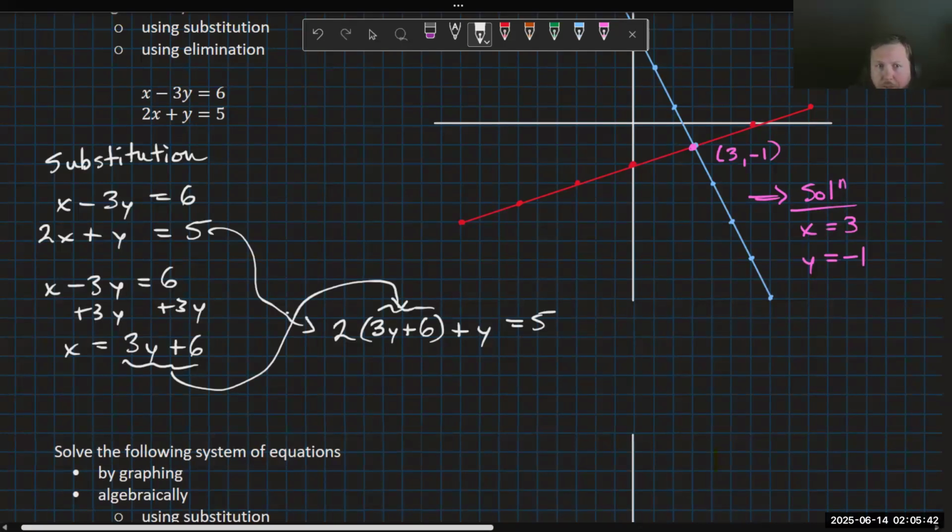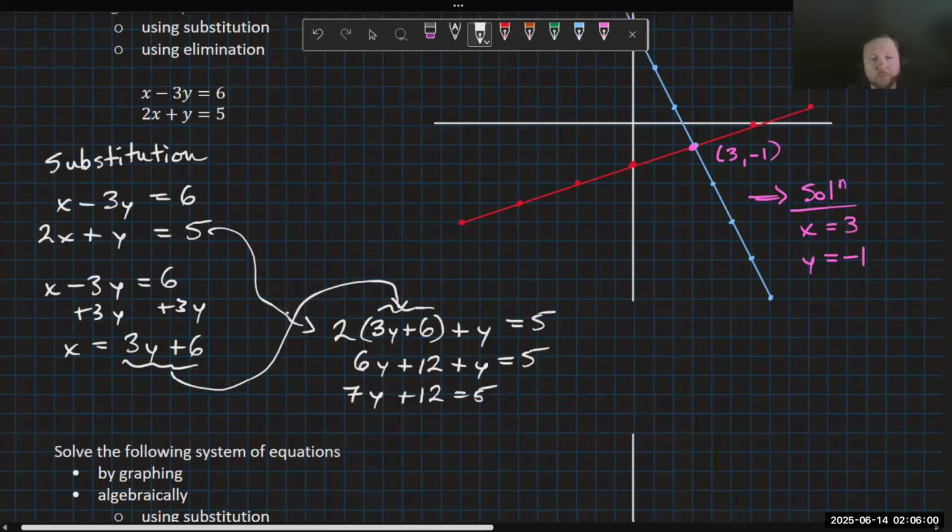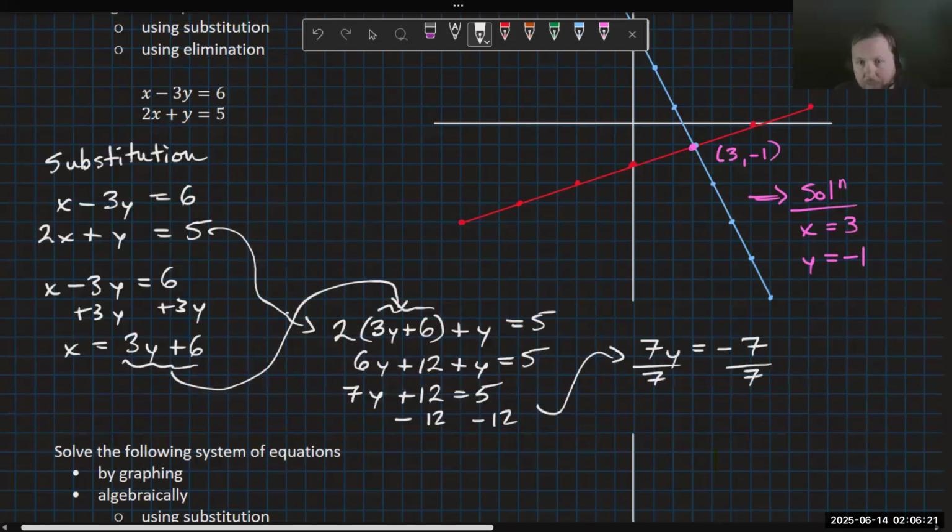So now I have 2 times the quantity of 3y plus 6 plus y is equal to 5. I'm going to distribute the 2. So I get 6y plus 12 plus y is equal to 5. So now I have 7y plus 12 is equal to 5. I'm going to subtract 12 from both sides. And I have 7y is equal to negative 7. And I'm going to divide both sides by 7. So I get y is equal to negative 1.